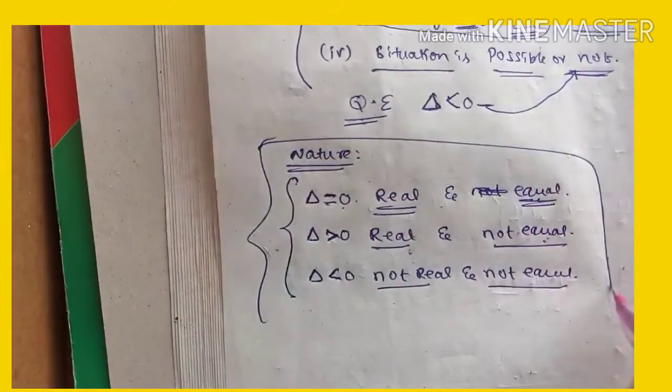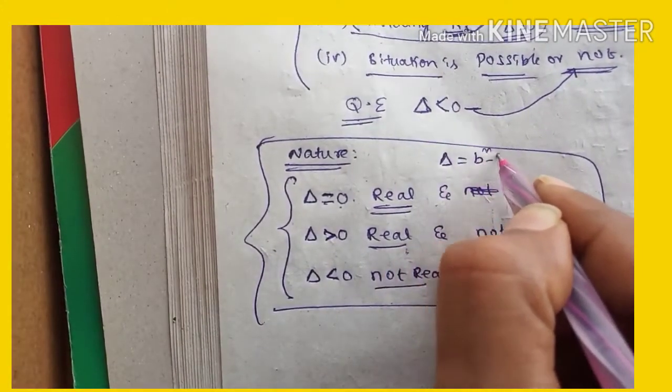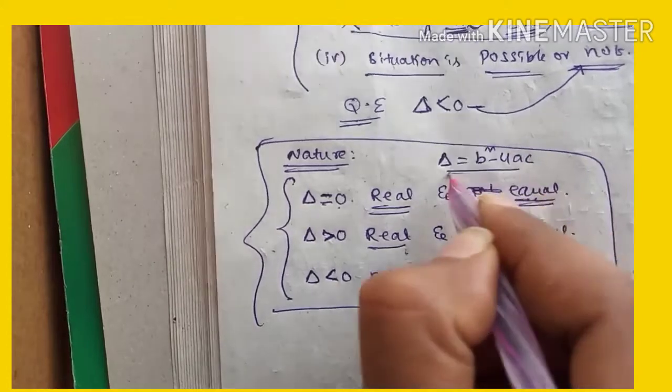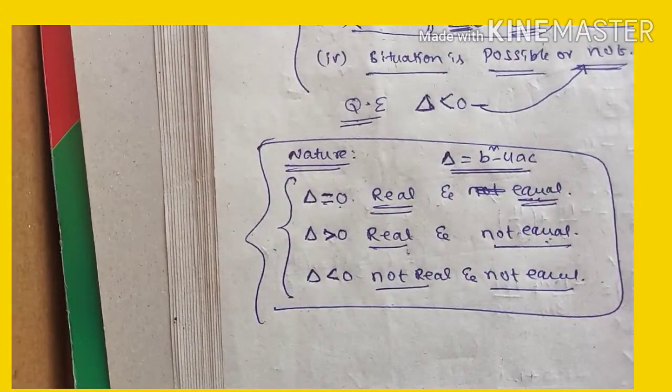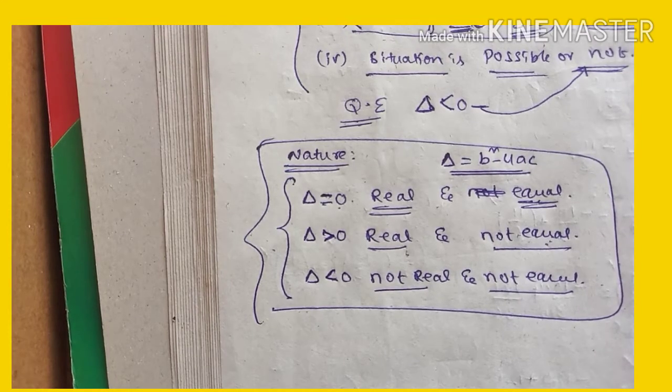Memorize these three, and the formula to find the delta is equal to b square minus 4ac. Learn this. Next exercise will be easy for you. Okay, let's enter into our exercise based on this content.